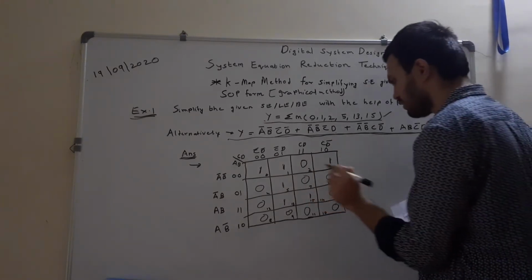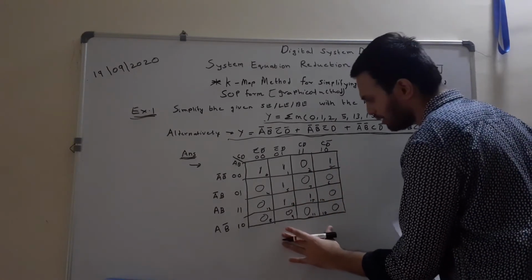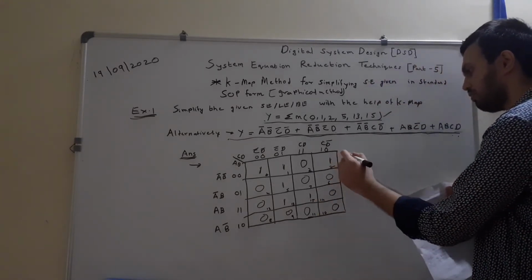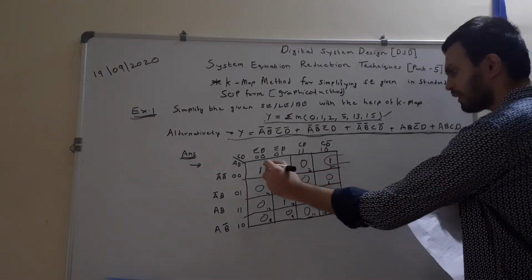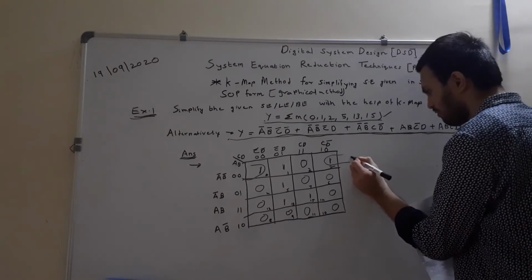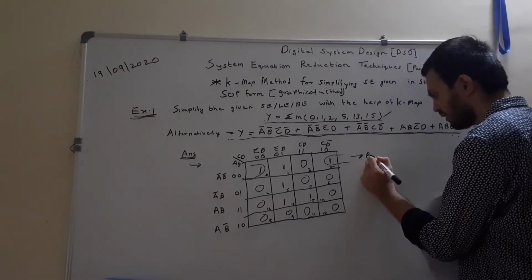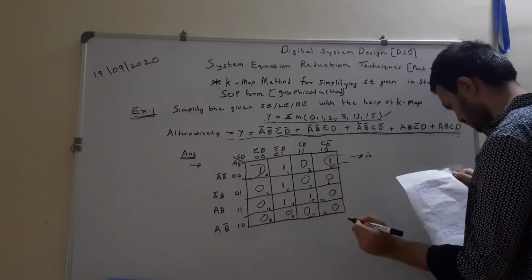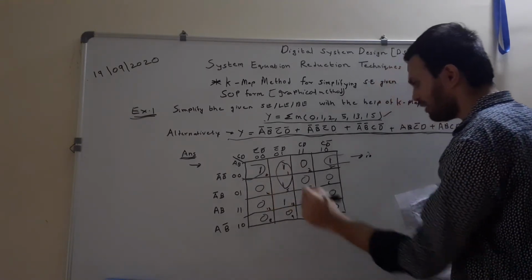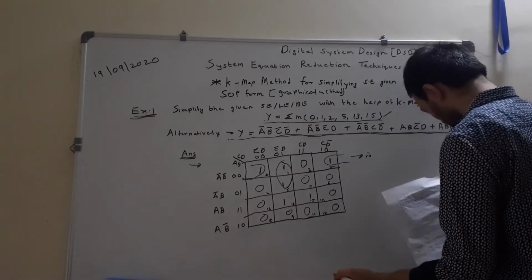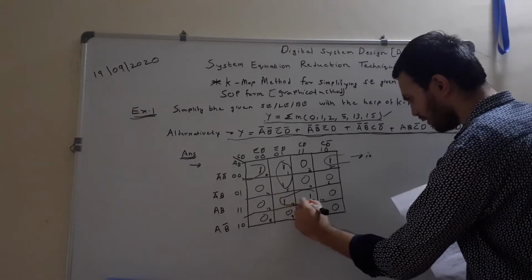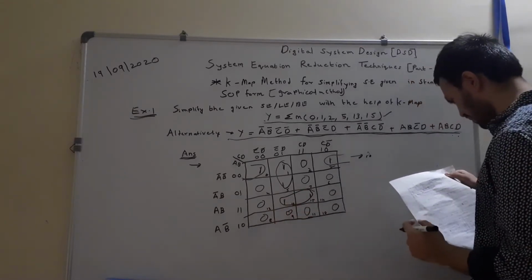So now let us check how to group these minterms, and which ones are in the adjacent cells, that only we can group. So this one and this one form a pair. So this is our first pair, and then again these two ones form a pair, that is, group minterm number 1 and minterm number 5. Then 13 and 15 also form a pair. So now we have grouped all the minterms.